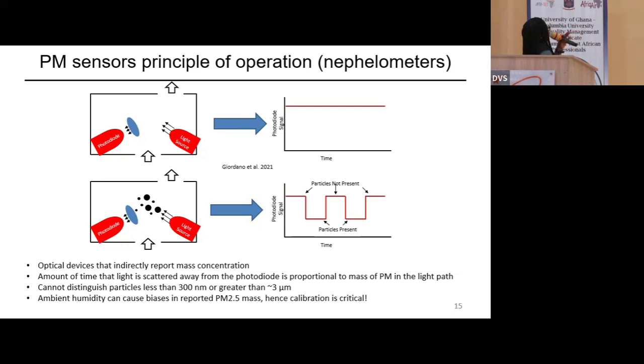And so this helps to know how much PM comes in, as it's proportional to the mass. This cannot distinguish particles smaller than 300 nanometers or greater than 3 microns. So that's a little limitation. And also ambient humidity causes some limitations in reporting PM2.5 mass using this method or this kind of sensors. Next slide.